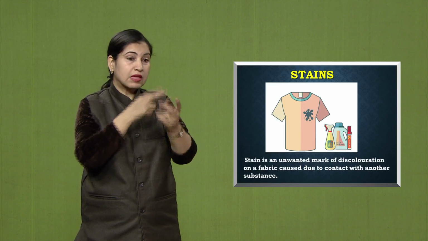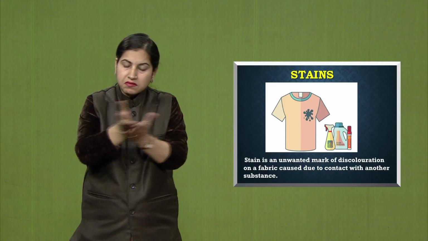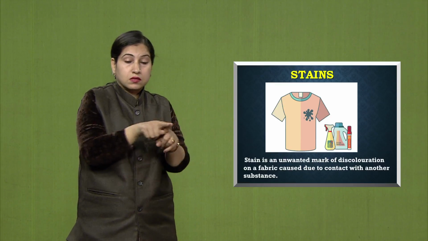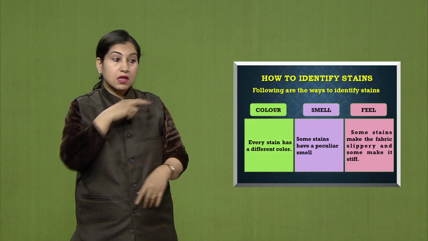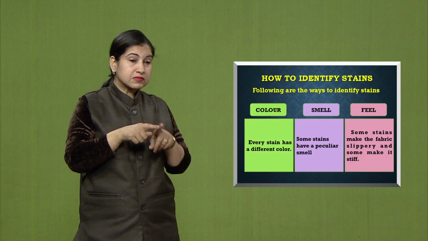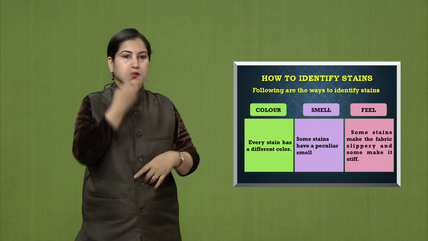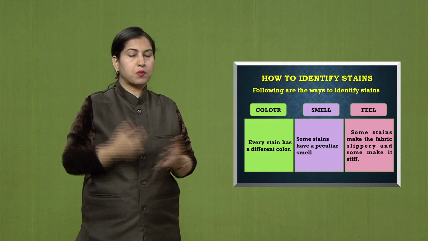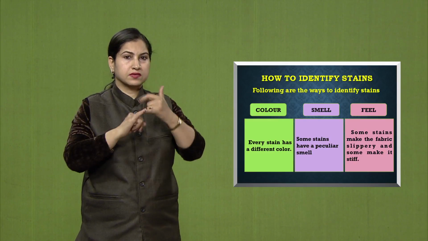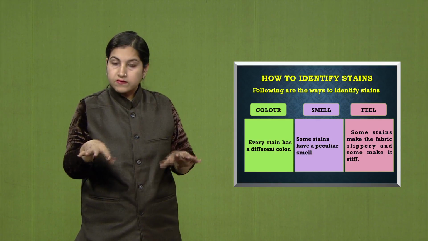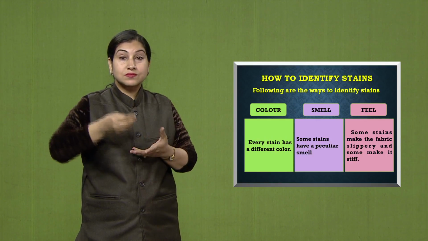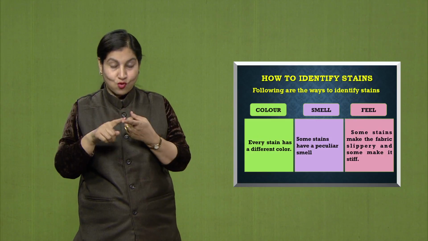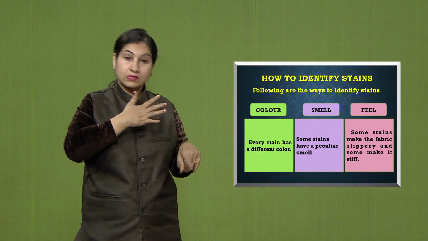Different types of stains require specific stain removing techniques and agents. Depending on the type of fabrics, stains can be identified by their color, their smell and feel. How can we identify stain by its color? Every stain has a specific color. For example, the color of curry or pickle stain is yellow. A tea or coffee stain is brown. A grass stain is green, and so on.